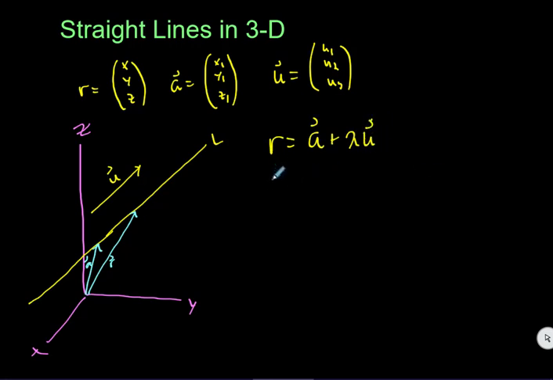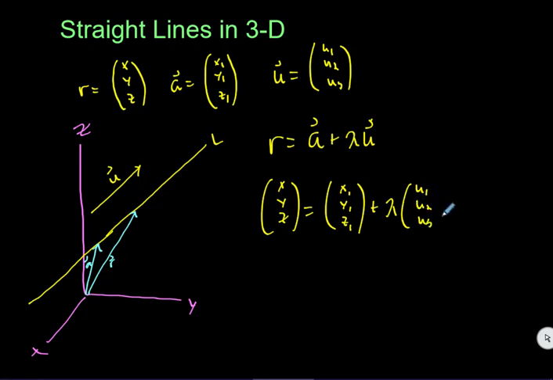And then we can write this as x, y, z is equal to, if this is our position vector, that's going to be x1, y1, z1, plus some lambda, and then our vector u1, u2, u3. Good. And this is our vector equation in 3D. So this is the vector equation in 3 dimensions, right?